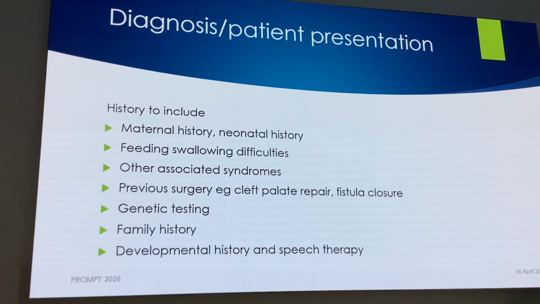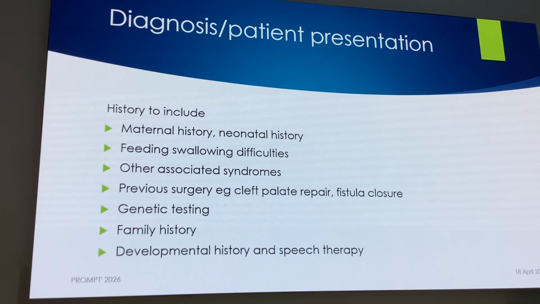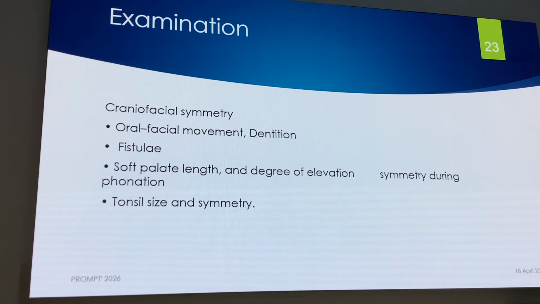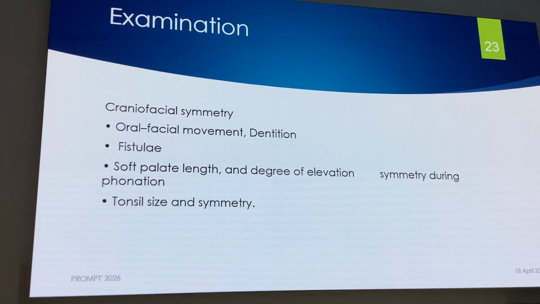Feeding problems are obviously present in a cleft palate patient. Other associated syndromes, previous surgery, whether it is a secondary patient coming in, and whether genetic testing has been done previously. And there's a family history. Often I think in 20% of the cases there are some known families. Then developmental history and speech therapy: is the baby reaching their milestones in time, and have they had any speech therapy? Other craniofacial anomalies associated, orofacial development, dentition, and whether there are any fistulae after a previous repair.